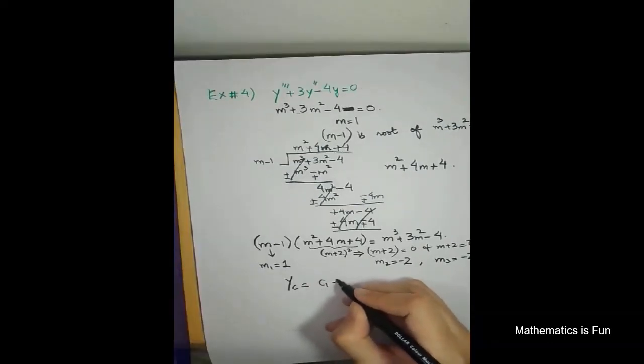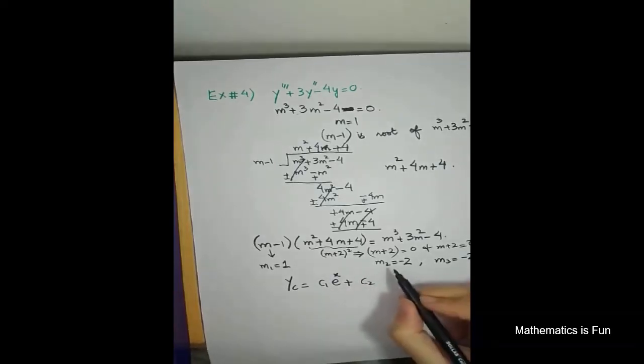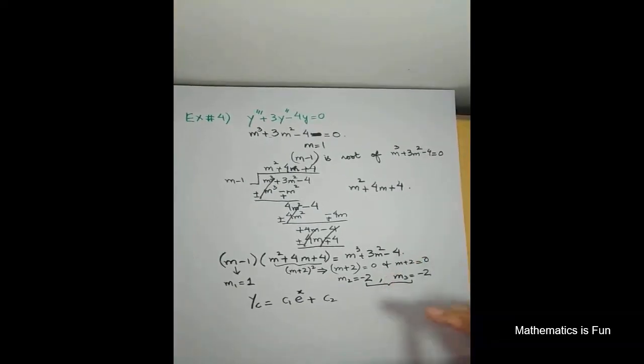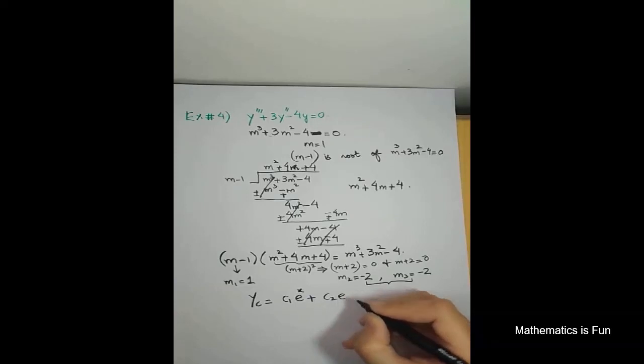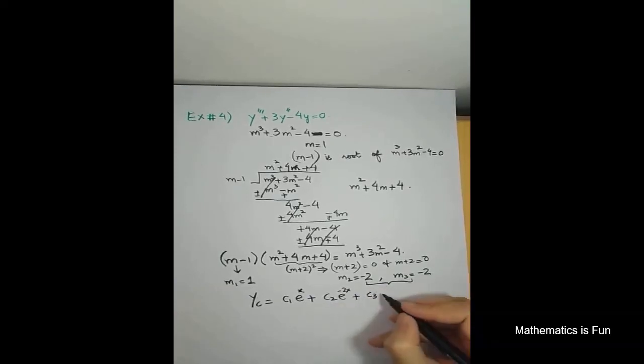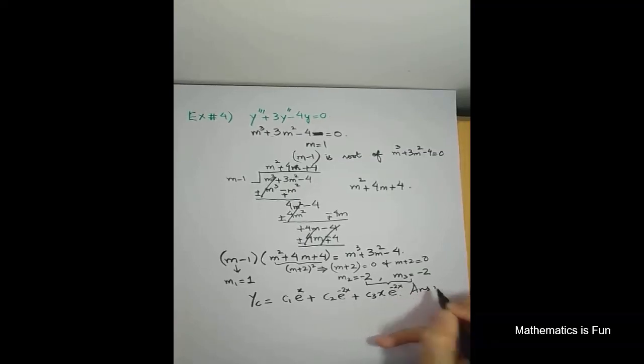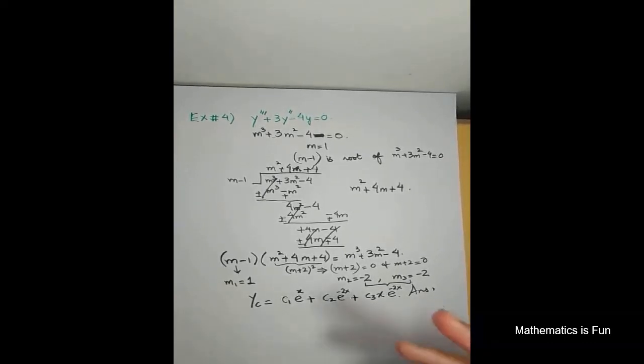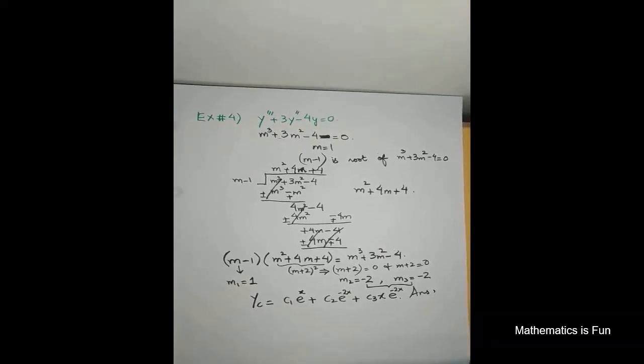The first term is c1 e to the power m1x, which means e to the power x, plus c2, since m2 and m3 are repeated roots. So here I'm using the second case: c2 e to the power minus 2x plus c3, and due to the repetition I write x times e to the power minus 2x. So that is the final answer. You can also find the general solution of higher order differential equations based on these three cases. I hope you understand this video, and thank you so much.